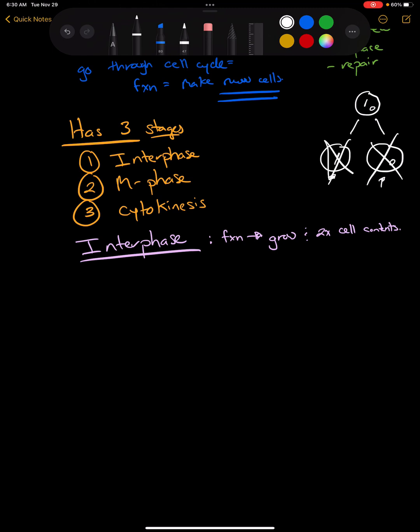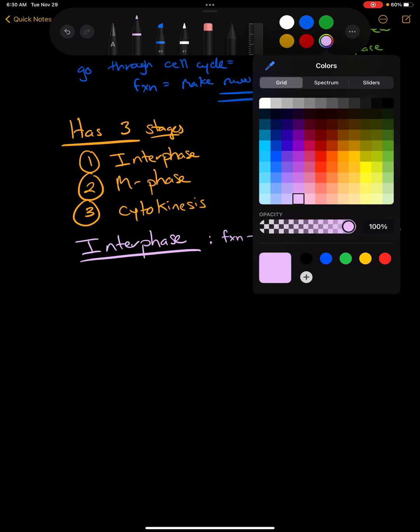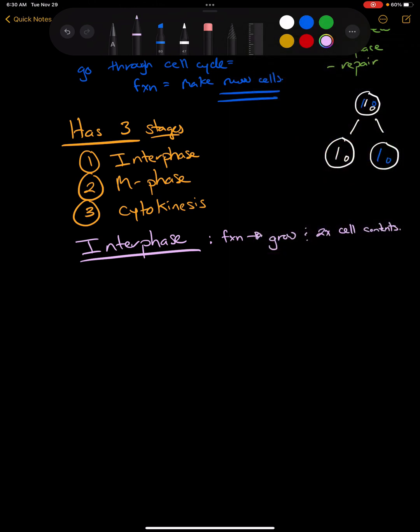No, of course not. But if I erase those really quick, and up here, if I were to make a copy of my DNA and I were to make a copy of my organelles, then when my cell splits, look, I can have DNA and organelle in one and DNA organelle in the other. So that's why in interphase, I want to double my cell contents. That way when my cell splits, I have the right amount.